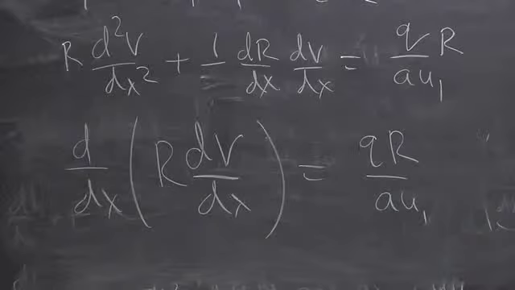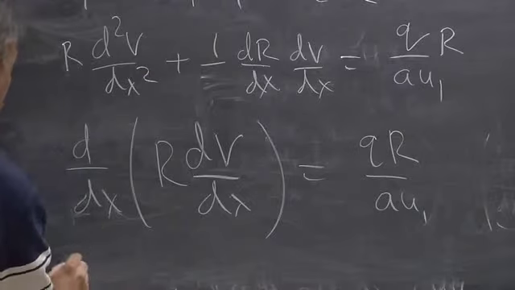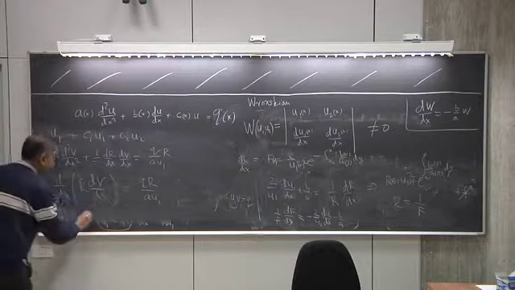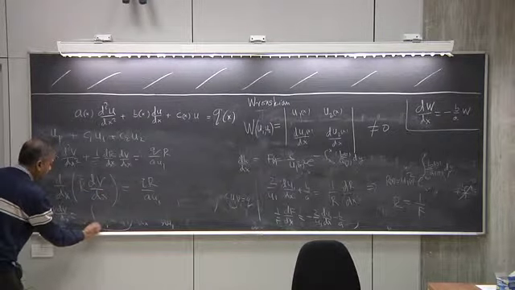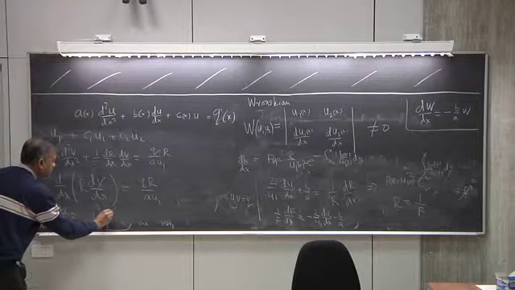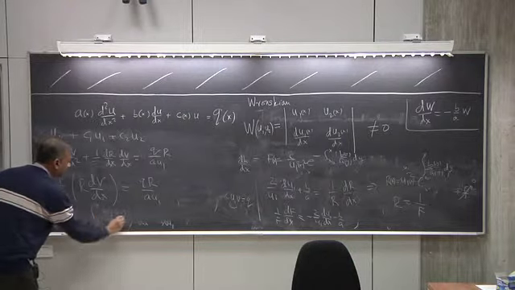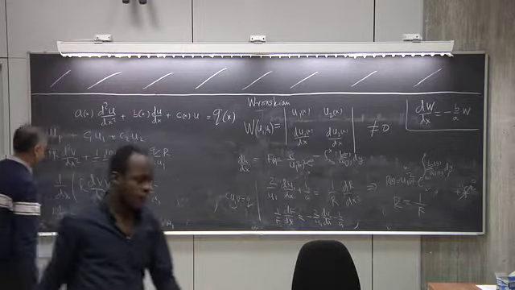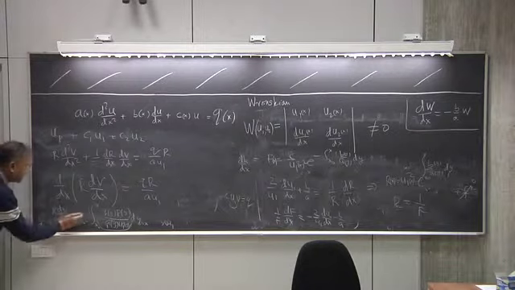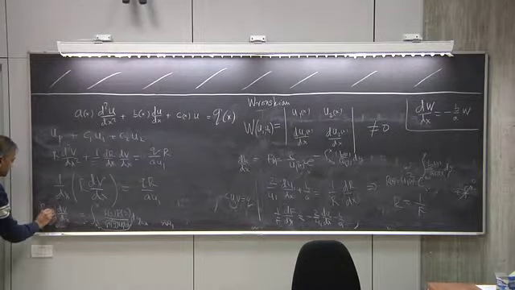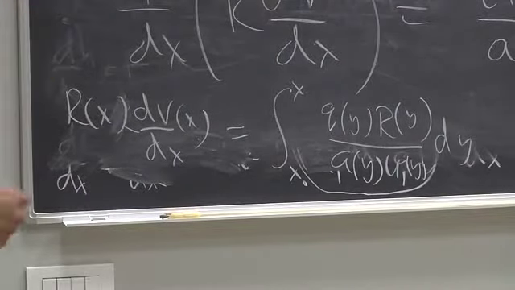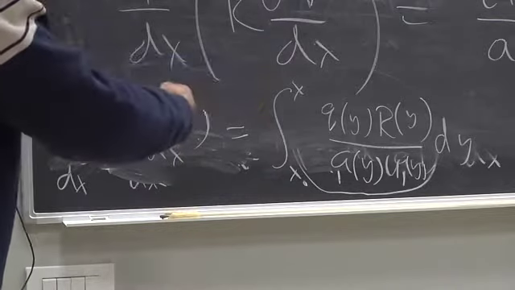Okay, so now we can integrate. Just two steps of integration. So this tells you that r dv by dx is equal to the integral from x naught to x of q(y) r(y) over a(y) u1(y) dy. The left hand side is r at x. That is just the solution of this equation, and then you can do one more integral to get v.